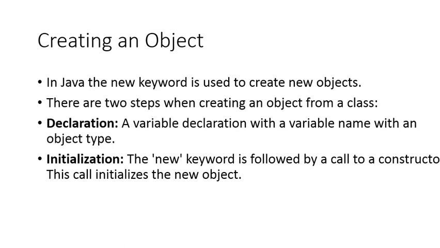For creating an object in Java, we have to use the new keyword to create a new object, and there are two steps when creating an object from a class. First one is declaration and second one is initialization. Declaration is a variable declaration with a variable name and an object type, and initialization is the new keyword followed by a call to a constructor, and this call initializes the new object.